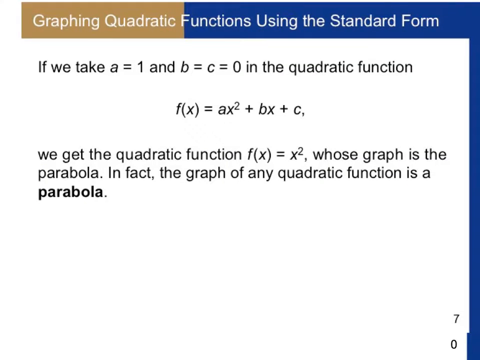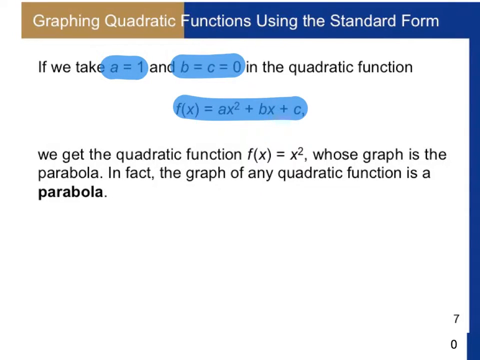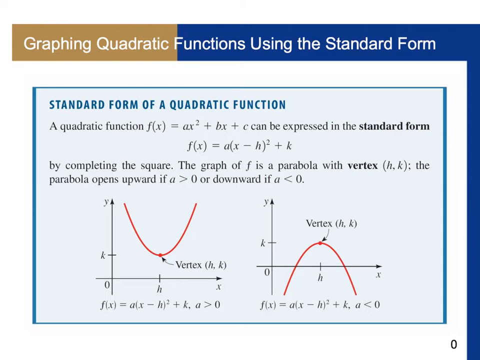So let's look at the most basic quadratic. If we have a equals 1 and b and c equal 0 in this form, we just have f of x equals x squared, which is that parabola that has a vertex at 0, 0, and it goes up. We know what that one looks like. So that's the most basic quadratic. Now in order to graph these quadratics, we want to get them in standard form. And this is what standard form looks like: f of x equals a times (x minus h) squared plus k.